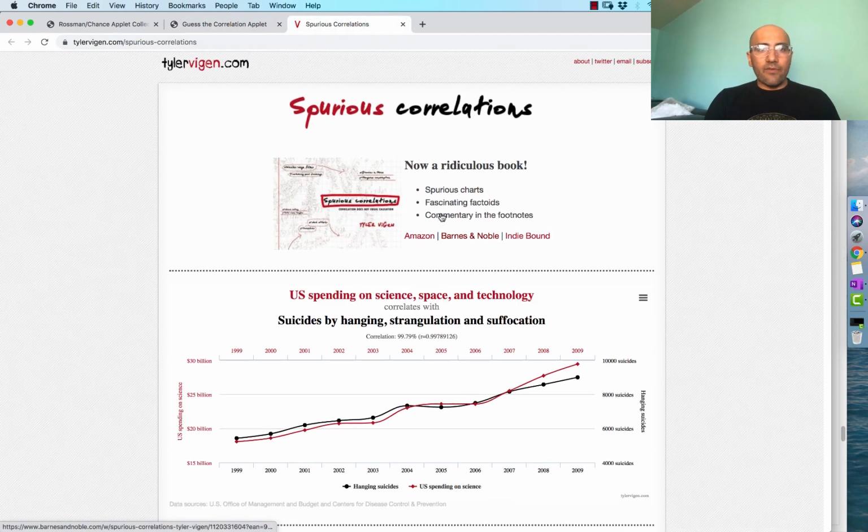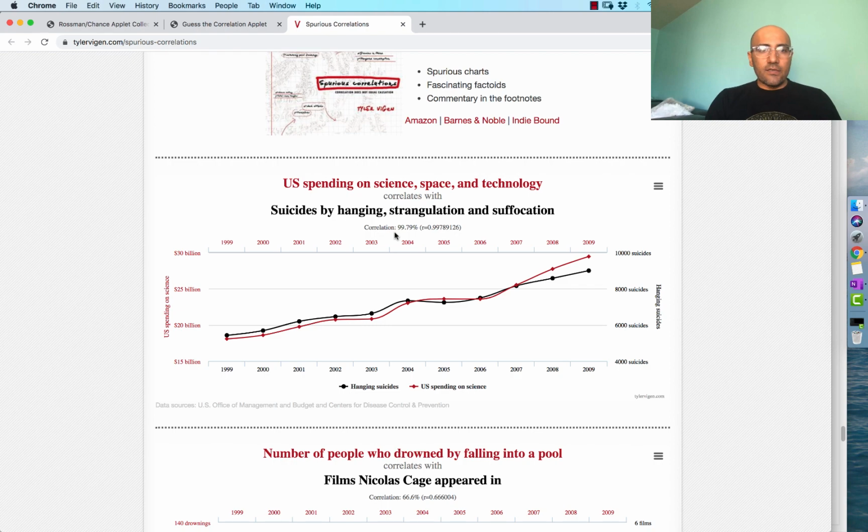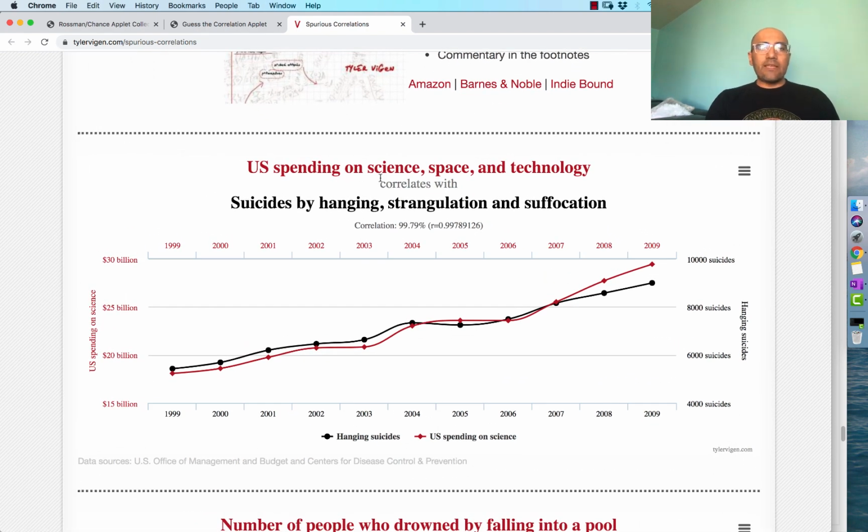So here are some funny correlations that exist. U.S. spending on science, space, and technology, and suicides by hanging, strangulation, and suffocation. Clearly one has nothing to do with the other, but there's a really strong correlation, right? They're both being measured over time, and that's why this graph looks a little different than our scattergram. But we can just pay attention to the R value. It's got a 0.99 correlation.